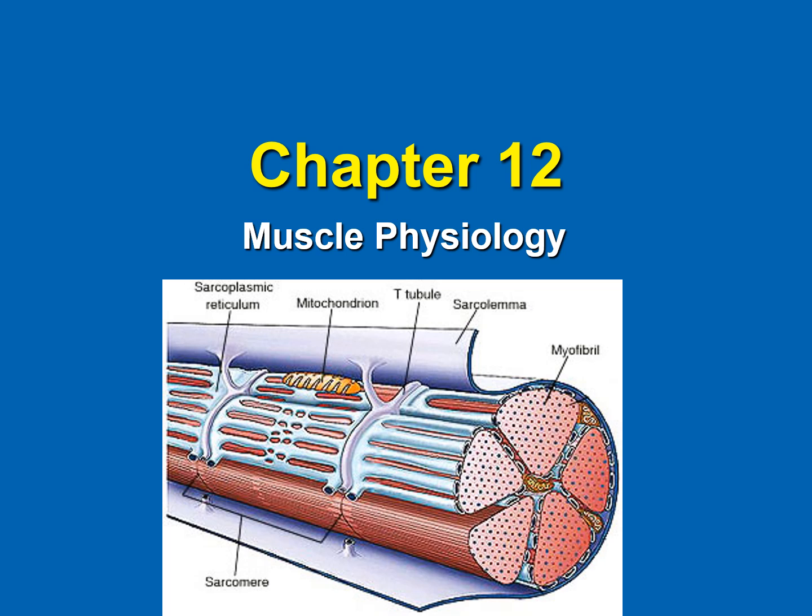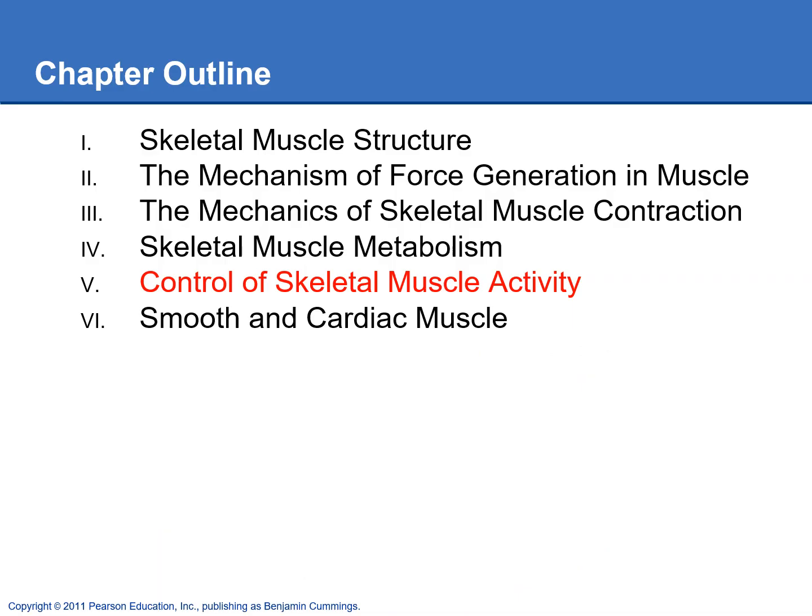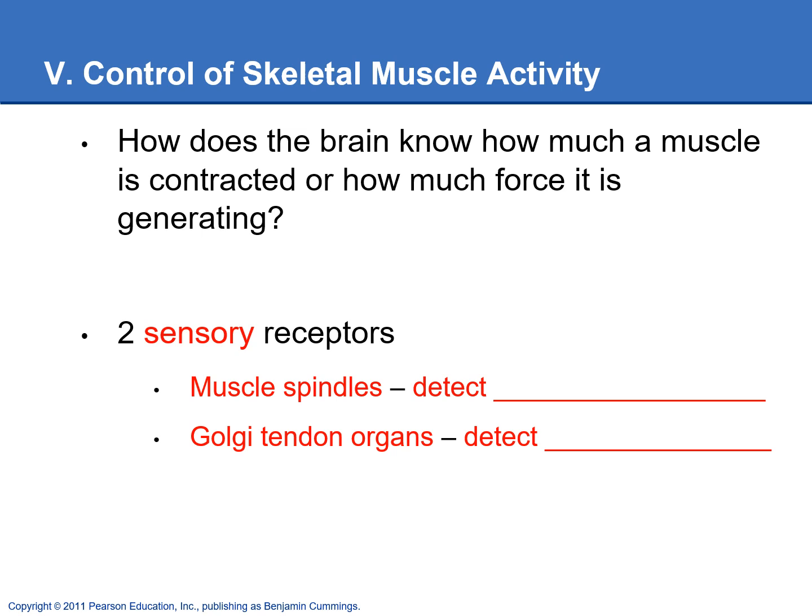In this short video, we'll talk about the two sensory receptors that are used with skeletal muscle to tell the brain what the skeletal muscles are doing so the brain can better control them. So the two sensory receptors that are used with skeletal muscle are the muscle spindles and the Golgi tendon organs. The muscle spindles detect muscle length, and the Golgi tendon organs detect muscle tension.